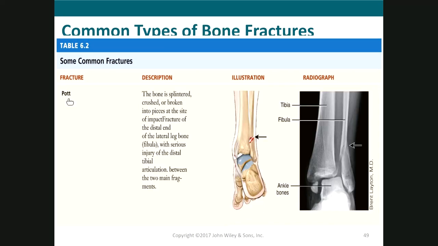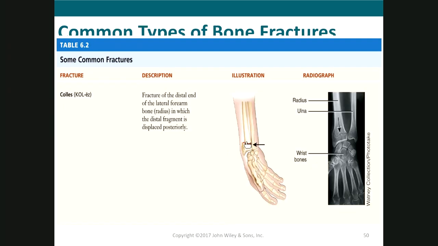Pott's fracture. This is one that we often see on our exam. Pott's fracture is a fracture of the distal fibula, often associated with a ligamentous injury in the ankle. Colles fracture is a fracture of the distal radius.